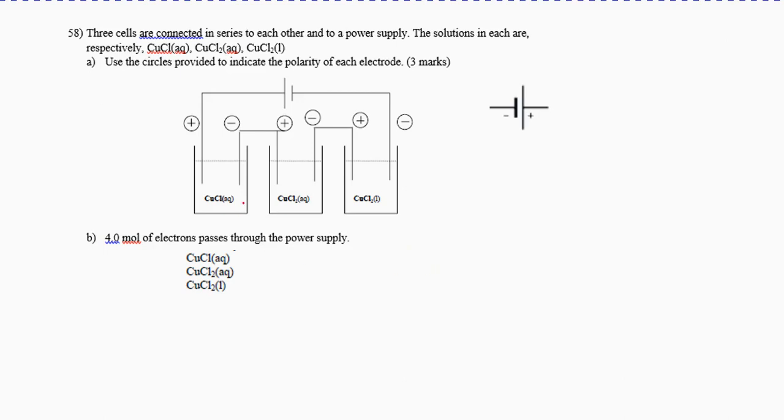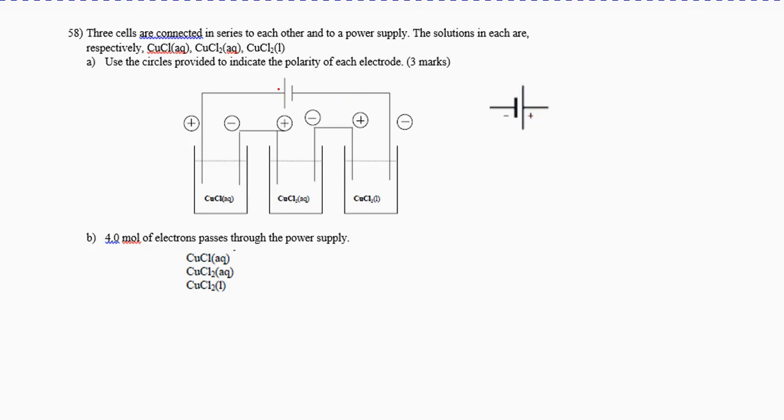We've got question 58. It's something that we haven't seen previously. We've got electrolytic cells that have been set up in a series. And the first part of the question says, use the circles provided to indicate the polarity of each electrode. Now, I've just put this little picture here on the right. You may remember from junior science, or perhaps if you're taking physics, when we draw this to show our power supply, a larger line is showing that's the positive end.